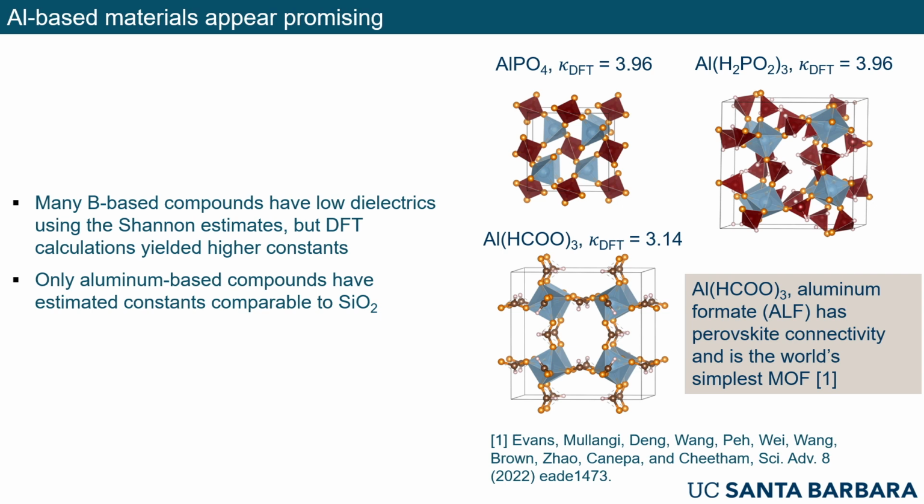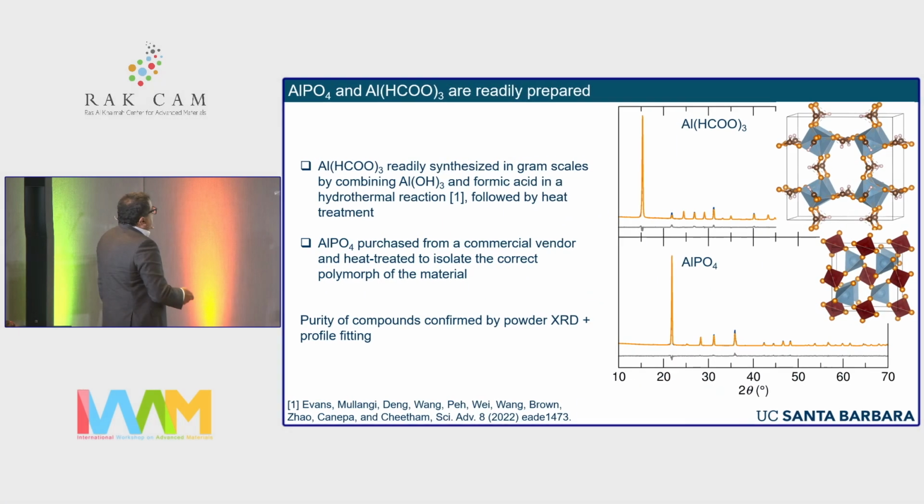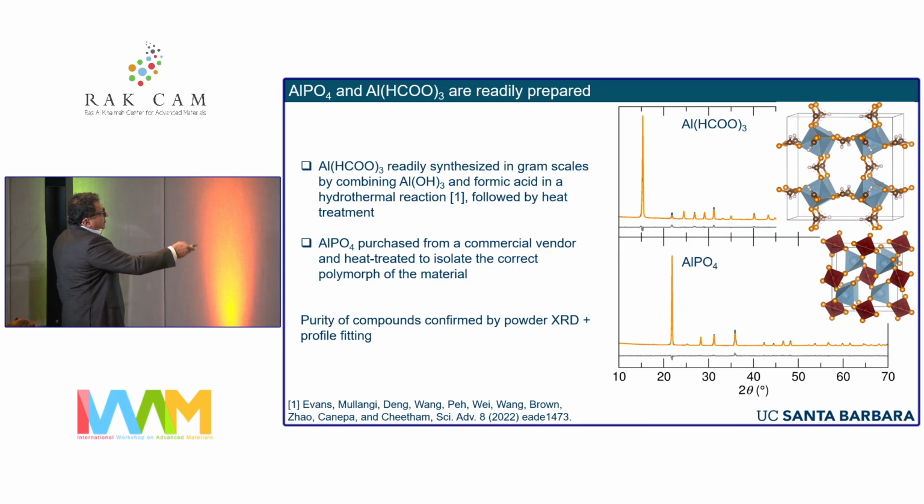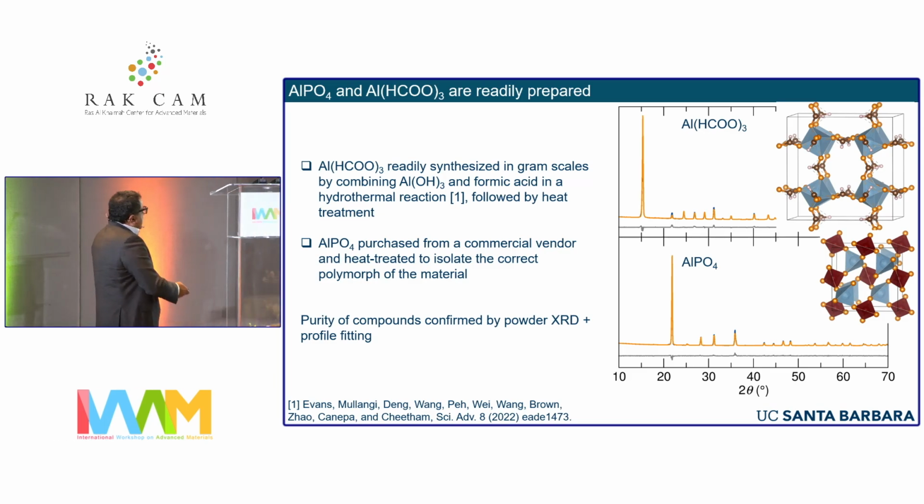It's this aluminum formate, in many ways the world's simplest MOF. And when we calculated it, it looked extremely promising. We said, wow, that's nice. That's way below silica. So we thought that's what we should work on. So we could make ALF, and Tony is going to probably tell you how it's made. And we also made the right phase of alpha-4 and confirmed the structures.